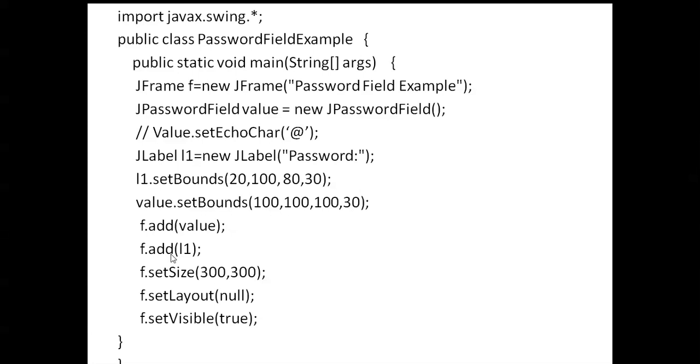Then here the component is added by using f.add(value); here the frame is used where the components are added. So to display the frame, here the f.setSize method is used to set the size as 300, 300. Here the setBounds method is used, so here we have to use a null layout. To set this null layout, f.setLayout(null) is given, and to display the frame window, the f.setVisible method is given.